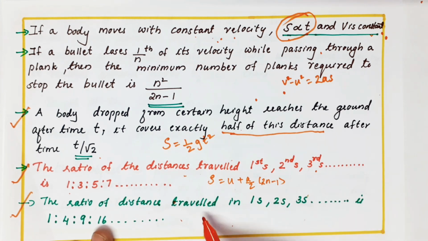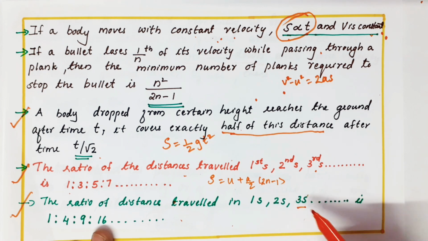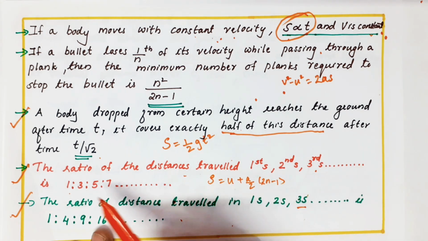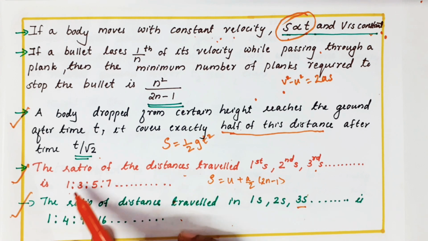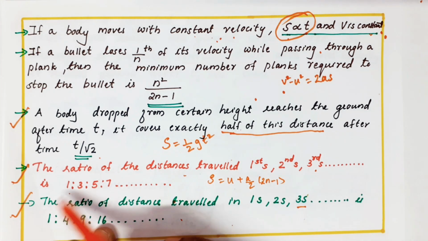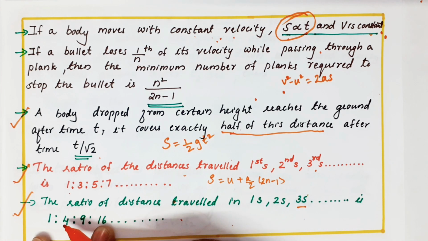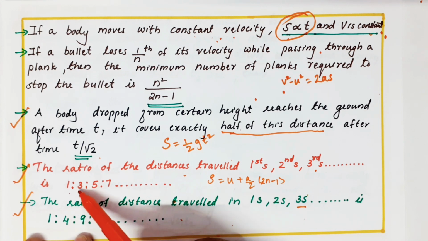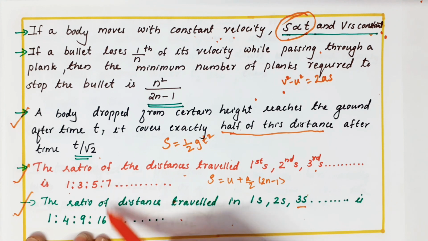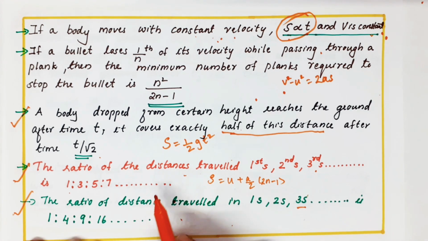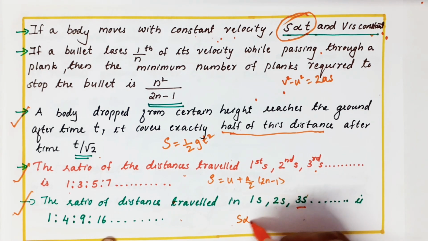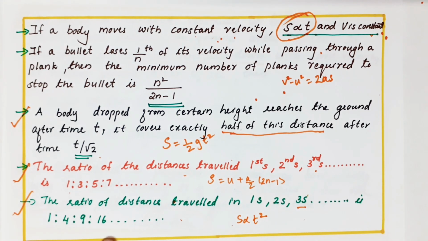But if they are asking what is the distance traveled in 1 second, 2 seconds, 3 seconds, so what's the meaning of 3 seconds? Total. So it is easy to remember. If you know any one ratio, add it. First second means 1 only. Second: 1 plus 3, 4. Third: 1 plus 3 plus 5, 9. Next: 1 plus 3 plus 5 plus 7, 16. So you can divide, you can get the ratio 1:4:9:16, etc., because s is proportional to t square.